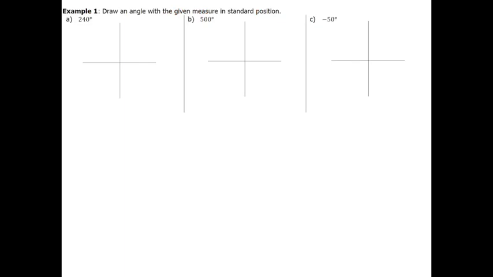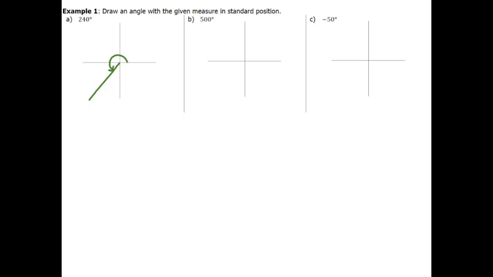All right, so if we take a look at this first example, we want to draw an angle with a given measure in standard position. We're always going to start by drawing an x and a y axis. I've got that for you guys here. And we want to draw 240 degrees. So we'll always start on the positive x-axis, and we're always going to move counterclockwise if we're measuring a positive angle. 240 degrees is 180 plus 60. So 60 degrees is going to be a little bit more than halfway through the bottom quadrant here. That is 240 degrees.